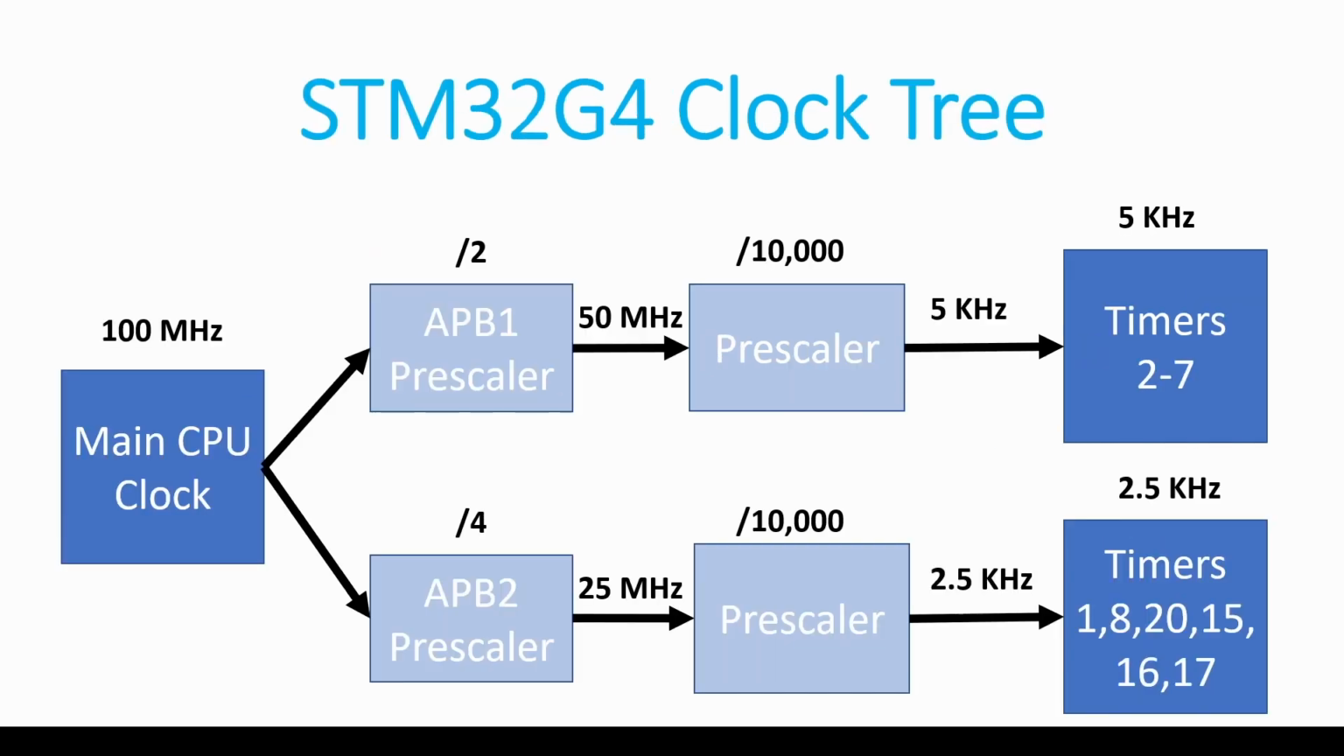In addition to each timer prescaler, there is another prescaler which resides within the clock configuration. This is the APB prescaler. The figure you see now represents the entire clock tree for our timers. Note, there are two different APB prescalers. On the STM32G4, the first APB prescaler, APB1, feeds timers 2 through 7. The second APB prescaler, APB2, feeds timers 1, 8, 20, 15, 16, and 17, for a total of 12 different timers. These 12 timers each have their own prescaler and their own max value. However, they share the APB prescaler as shown in this figure, so keep that in mind.